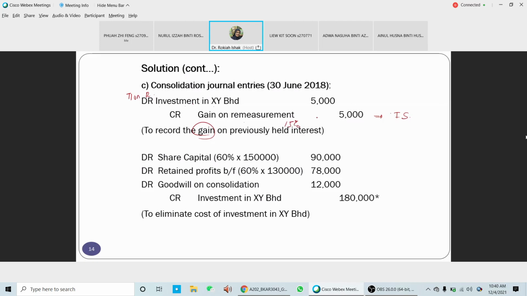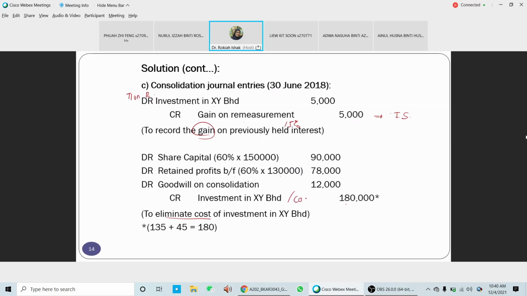Okay, and then the next one, we're going to eliminate the COI. The COI that we have here is 180. So from 180, 60% times 150, and then RE 130. And then goodwill here is from the calculation previously. You are going to have 12 for parents. And then credit investment in COI. Okay. This one is for parent. Okay, parent, and then we'll move to the NCI later on if you have a question.